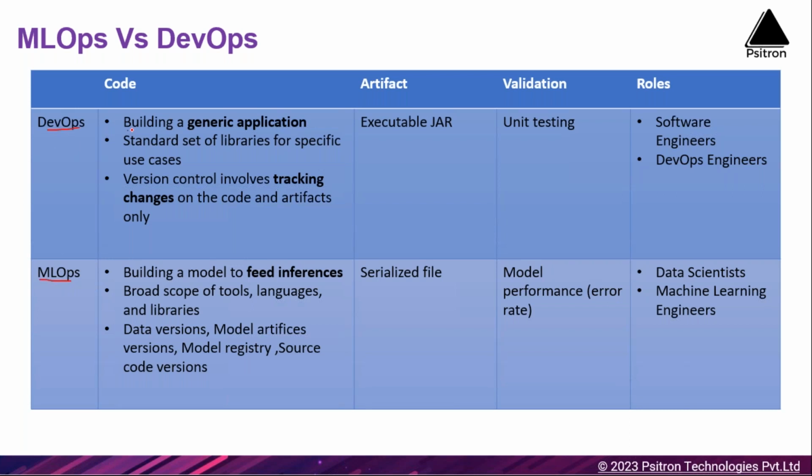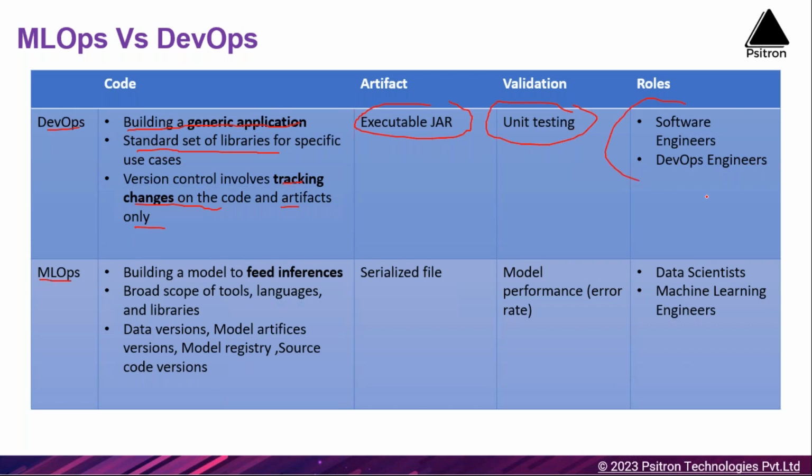DevOps is all about building generic applications, as I mentioned, right? Here we will be using a standard set of libraries, definitely. And here version control involves tracking changes on your code or the artifacts that you have produced, the application, right? Your artifacts can be your executable jar files at the end of the day. And how do you validate your application? We conduct various kinds of testing. Here I mentioned unit testing, but we do a lot of different things.